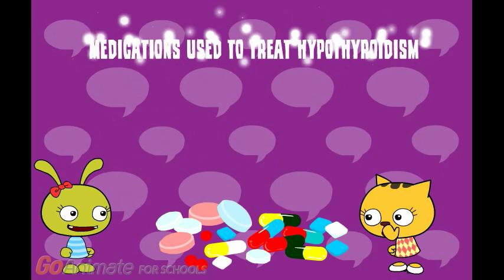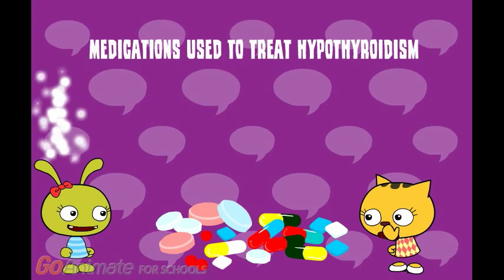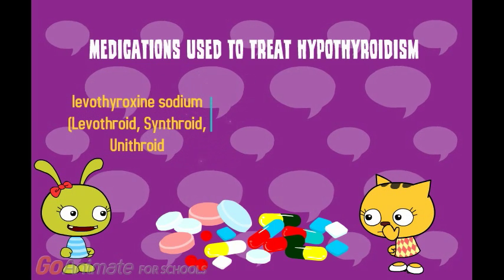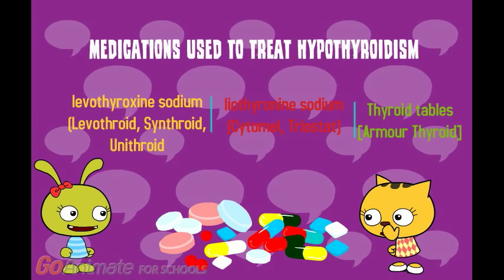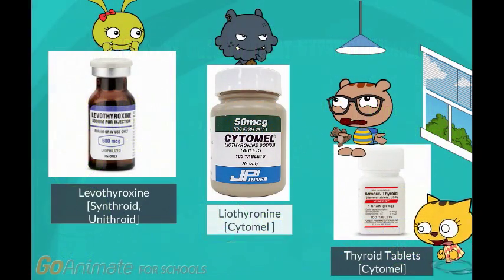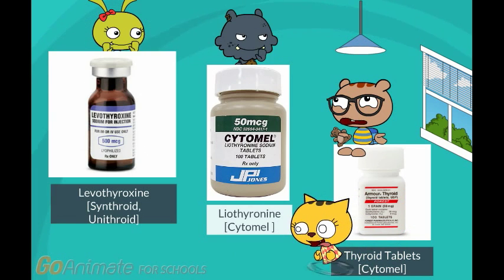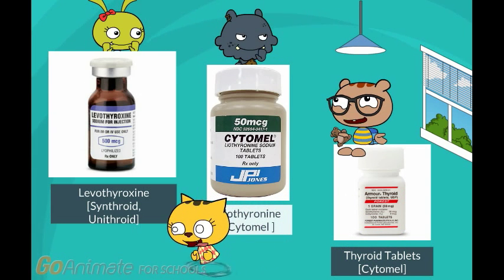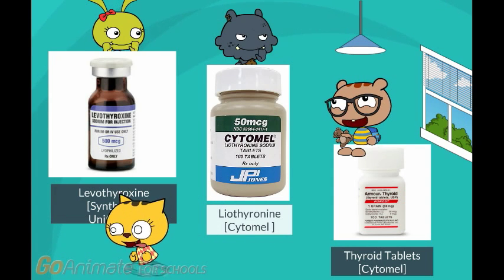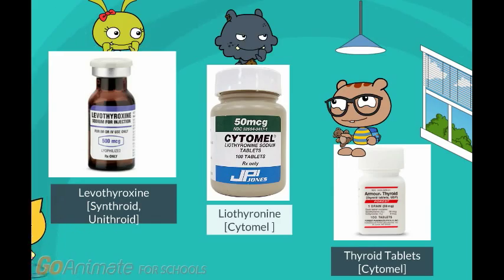There are 3 hormone replacement therapies used to treat hypothyroidism, and they are levothyroxine sodium, liothyronine sodium, and thyroid tablets known as Thyroid. Levothyroxine is the synthetic version of thyroxine, T4. Liothyronine is the synthetic version of T3. And Thyroid is a freeze-dried porcine gland that contains T3 and T4.